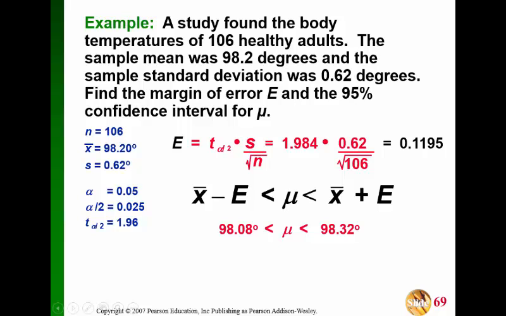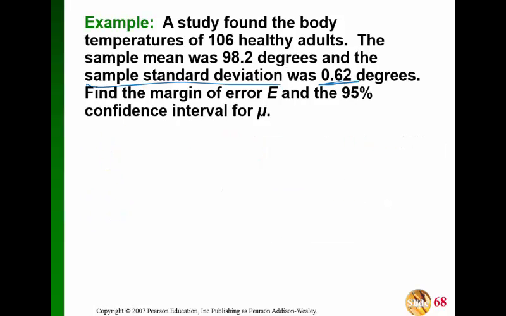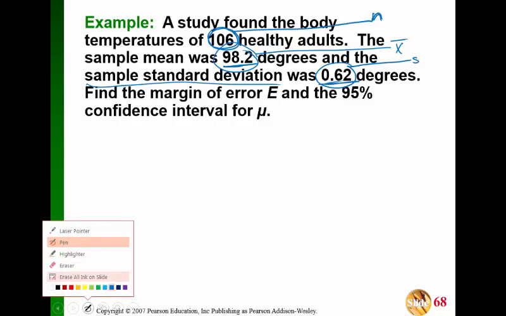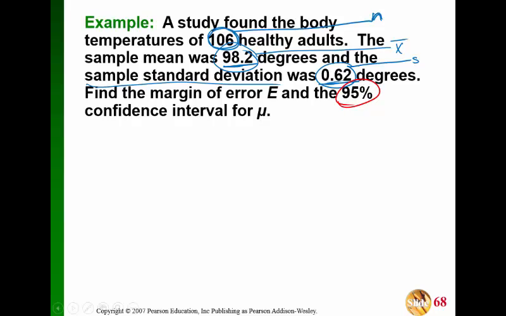We know that the mean, and by mean I mean x bar, the sample mean, is 98.2. We know that the sample standard deviation is 62, and then we know that the sample size is n. Okay, that's fine. We know all that stuff. And we also know that we want to be in 95% confidence.